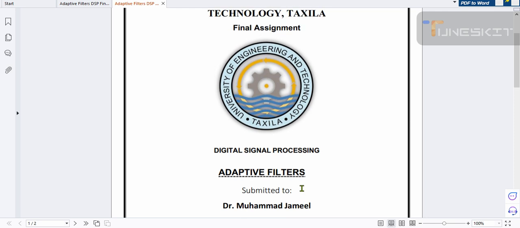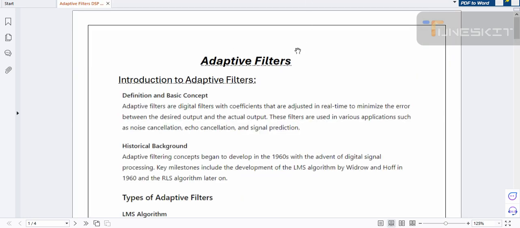Today we are going to discuss adaptive filters, that is our final assignment. First of all, we introduce adaptive filters. The definition of adaptive filters: digital filters with coefficients that are adjusted in real time to minimize the error between the desired output and the actual output. These filters are used in various applications such as noise cancellation, echo cancellation and signal prediction.